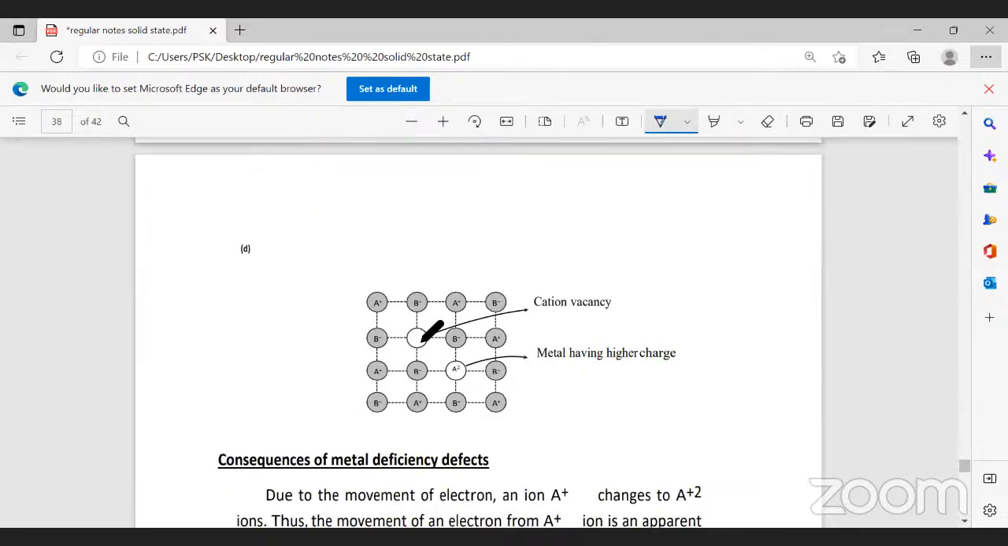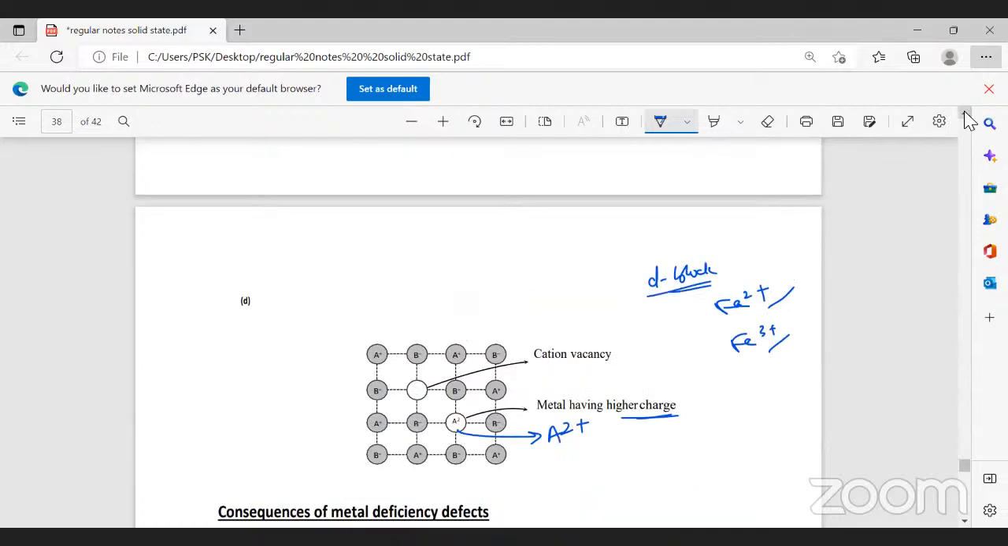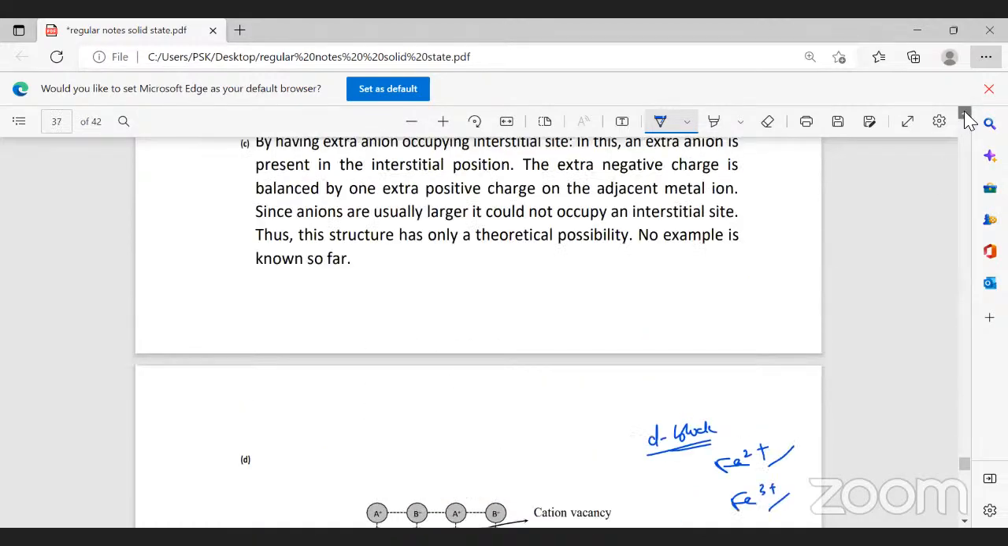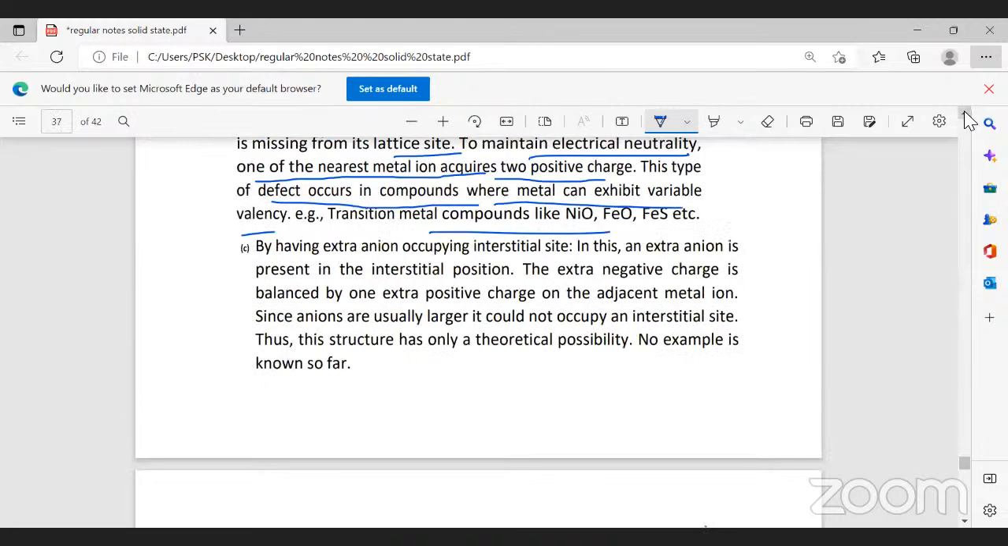Now here you observe, here it should be A plus, and here it should be A plus. Then it is neutral. But now this A plus is missing. When A plus is missing, to maintain electron neutrality, you can see here it is A2 plus, the metal having higher charge. D block elements generally can show variable oxidation states. You would have heard of iron, Fe2 plus, Fe3 plus, ferrous, ferric. Likewise, all the D block elements will show variable oxidation states. We will learn the property in the D block elements chapter later.